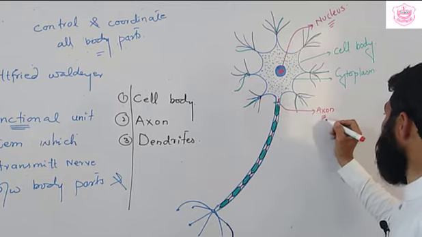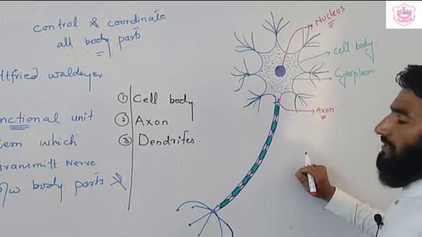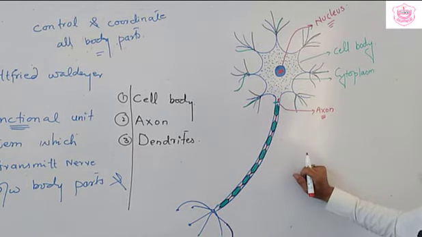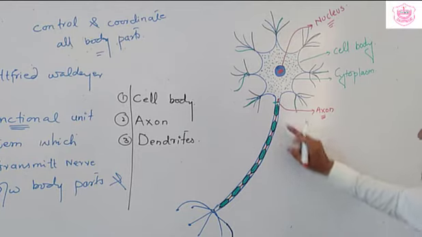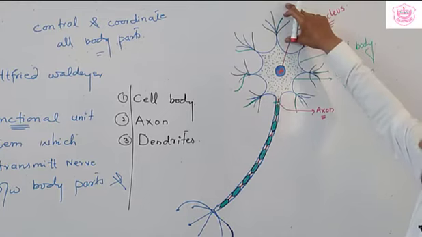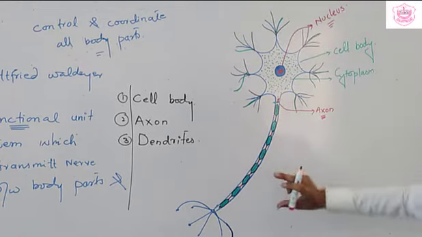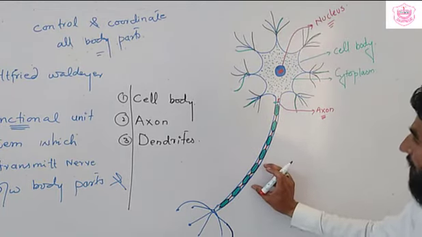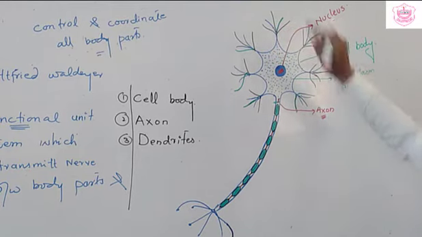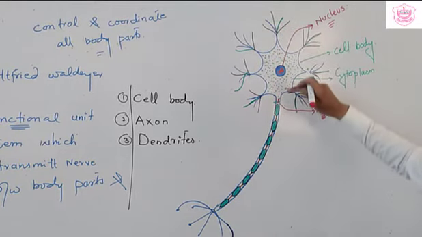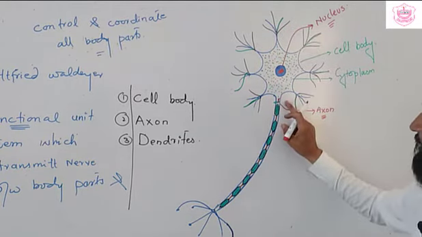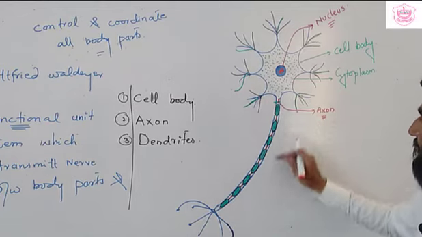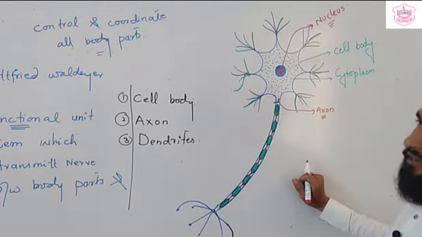In some neurons, the axon is short while the dendrites or dendron are long. In some neurons, the axon is long while the dendrites are short. And in some neurons, both the axon and dendrites are short. So actually, the unbranched structure arising from the cell body is known as the axon.